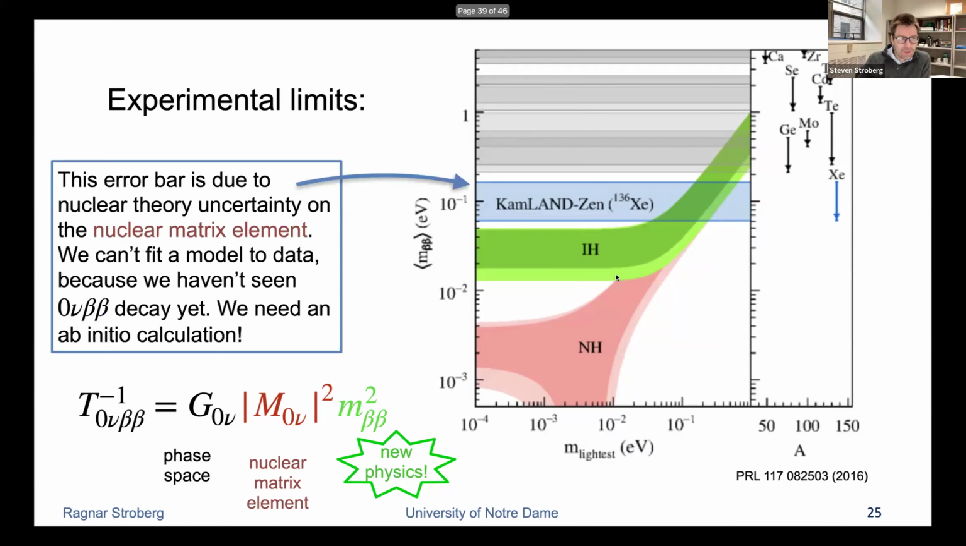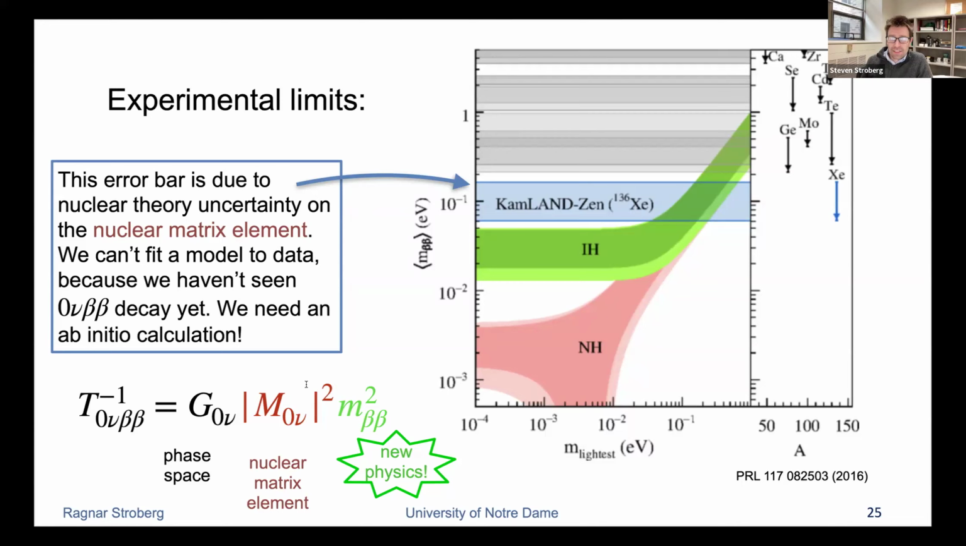Now, the other thing I want to point out here is there's a band on this limit placed by, so here's the KamLAND-Zen experiment that's using xenon, but other experiments are also increasing and pushing things down. And actually, things are now getting to the point where you're starting to probe this inverted hierarchy band. But this blue band is basically due to the nuclear theory uncertainty on the nuclear matrix element. That's this object here.